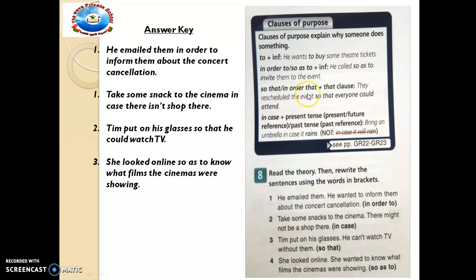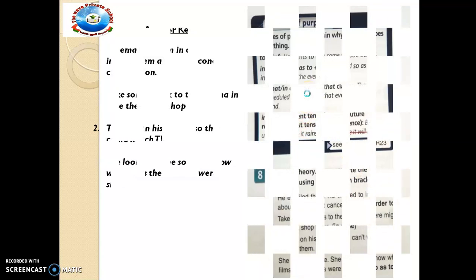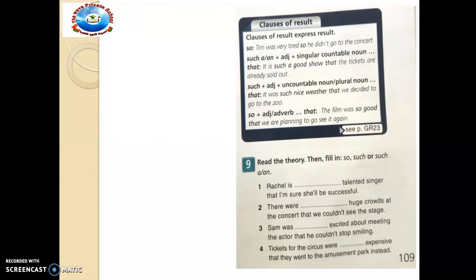Okay, let's make progress to the next exercise where we want to present and practice clauses of result. Remember, the previous was clauses of purpose. Now let's see clauses of result in Exercise 9. So I still want you to read this and understand it. What are clauses of result? Clauses of result express results. That result you've gotten, how can you express it?